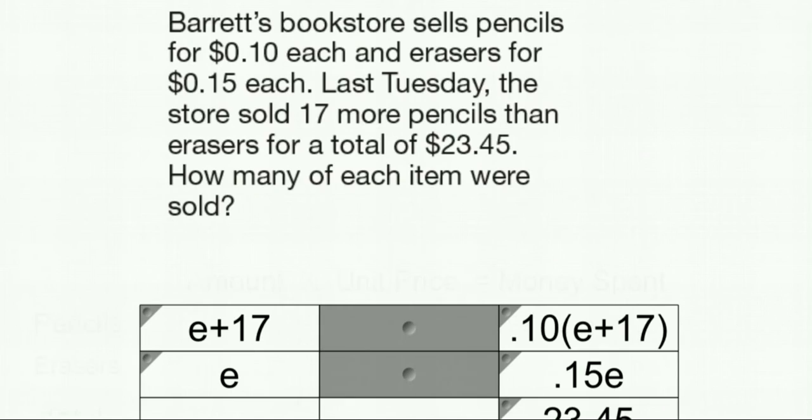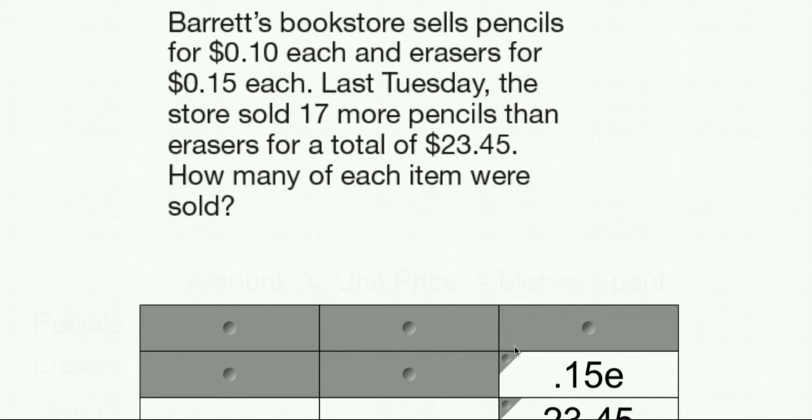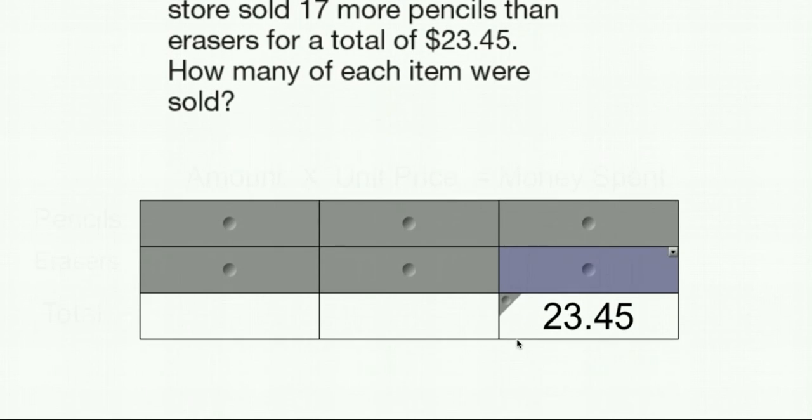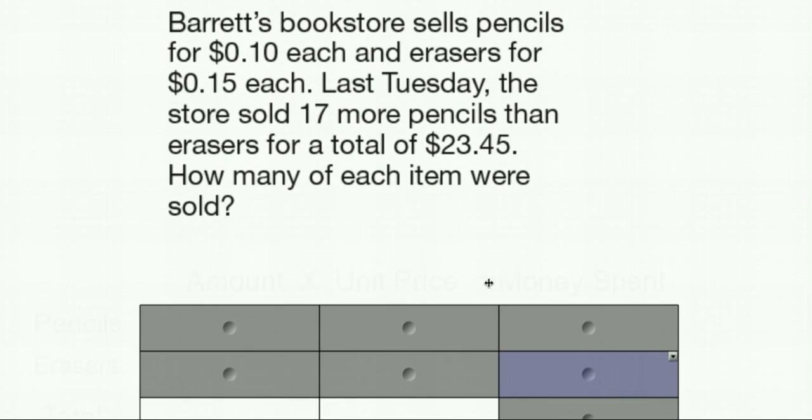Let me give you one more thing. Okay? This one is not in the book. Let me cover this. And then I'll cover this. And let's explain this. So Barrett's bookstore sells pencils for 10 cents each and erasers for 15 cents each. Last Tuesday, the store sold 17 more pencils than erasers for a total of $23.45. How many of each item were sold?